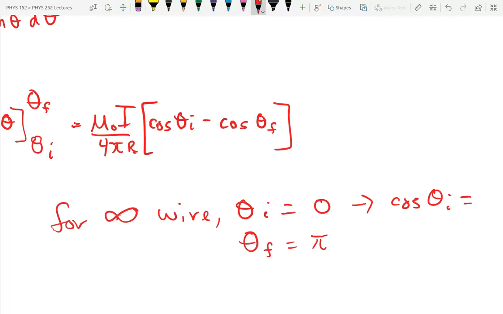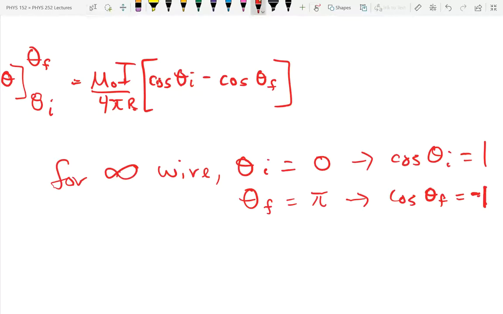cosine of 0 is 1. And cosine of pi is -1. So I'm going to have in parentheses 1 minus the -1, or 2. So that's going to give me the magnetic field for that infinite wire is mu naught I times 2.